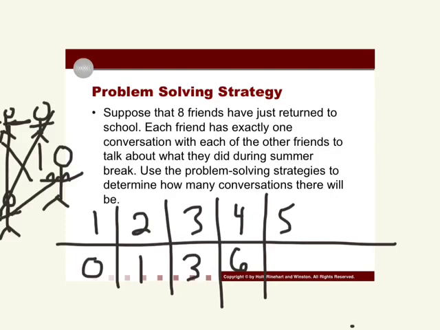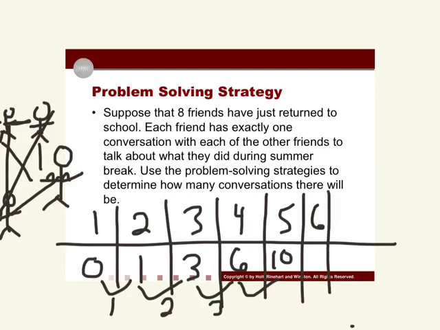Well, look at the pattern, folks. It's going up by 1. It's going up by 2. It's going up by 3. What do you think it's going to go up by next? You guessed it. It's going to go up by 4. Then it's going to go up by 5. Then it's going to go up by 6. Then it's going to go up by 7. Then it doesn't need to go up anymore because there was 8 people.